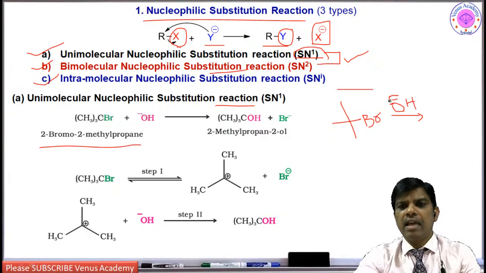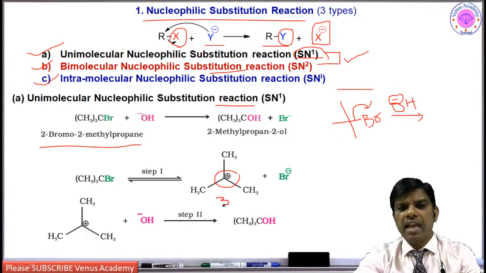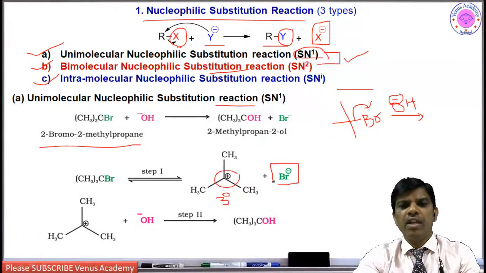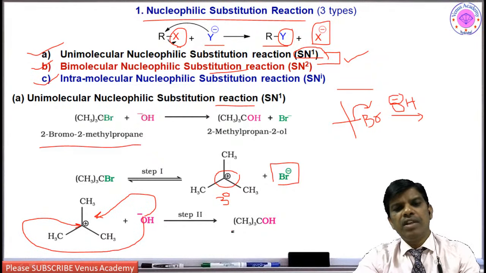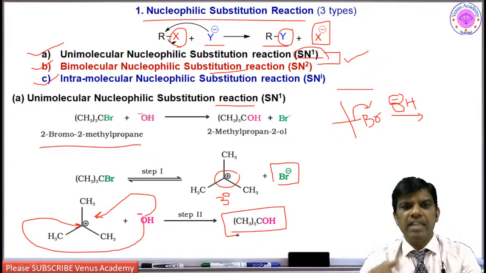It loses the bromide ion and gives a carbocation. This carbocation is a tertiary carbocation, so it is going to be stable. The bromide ion is going out, and now that this tertiary carbocation is free, the OH minus ion can attack from this side or from this side. From wherever it wants, it can enter. So it is going to give an alcohol. The stereochemistry and orientation we are going to learn in detail now.